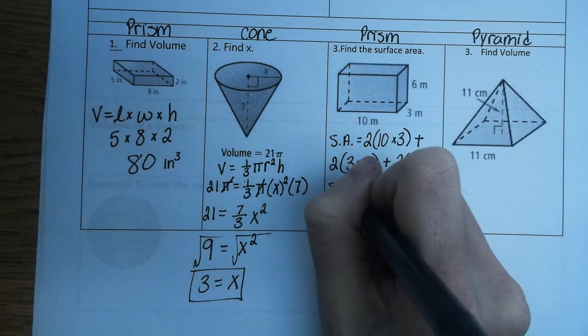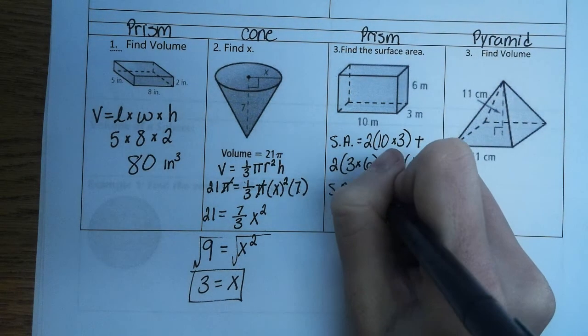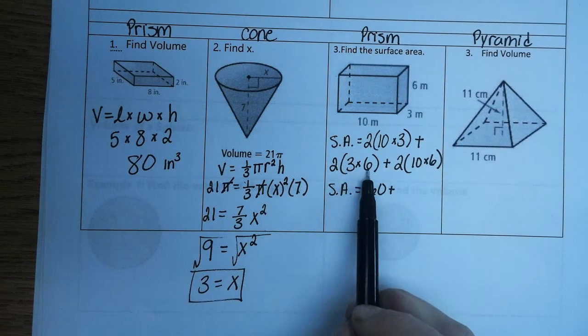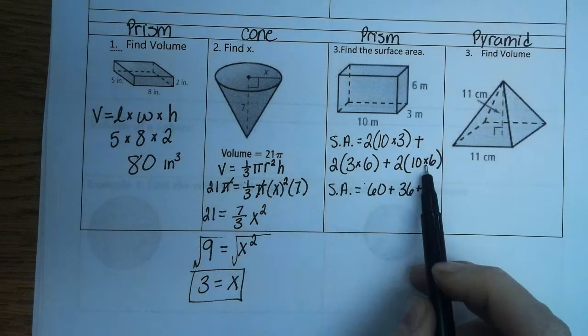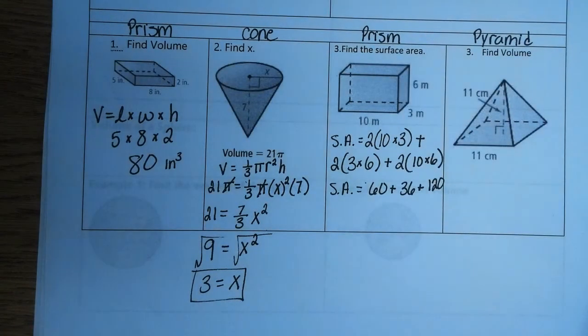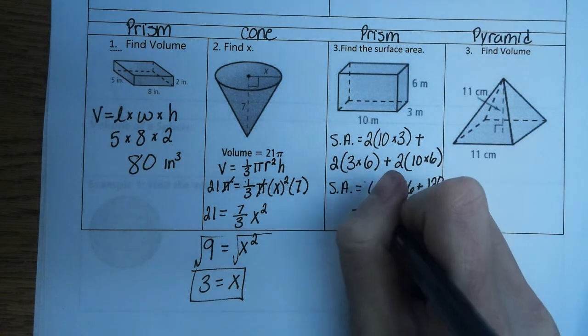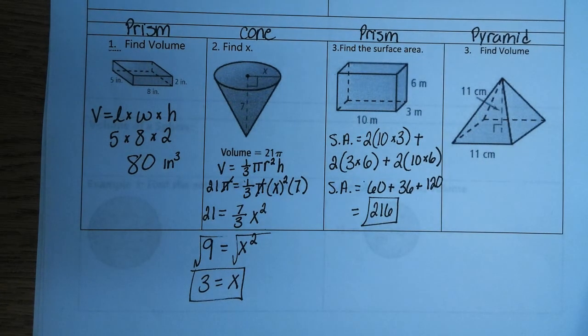So that's going to be 30 times 2 is 60, plus 18 times 2 is 36. 60 times 2 is 120. So 180, I think that's 216, yep. So that gives you 216.